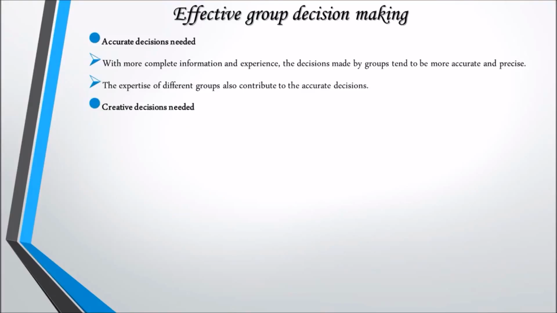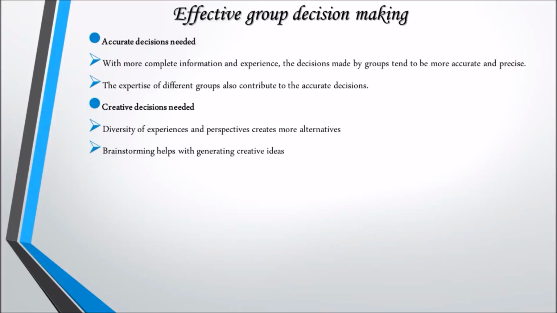The second condition is creative decisions needed. As the diversity of experience and perspectives is provided in the groups, there are more alternatives, and brainstorming also helps with generating more creative ideas. The third one is high degree of acceptance needed. The information is shared within the groups, and group members are committed to the decision-making process, which also increases the degree of acceptance among all the members.